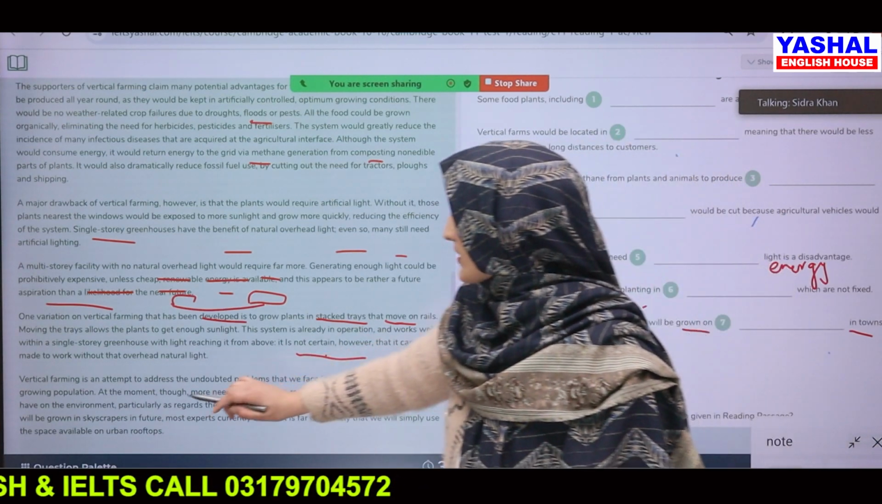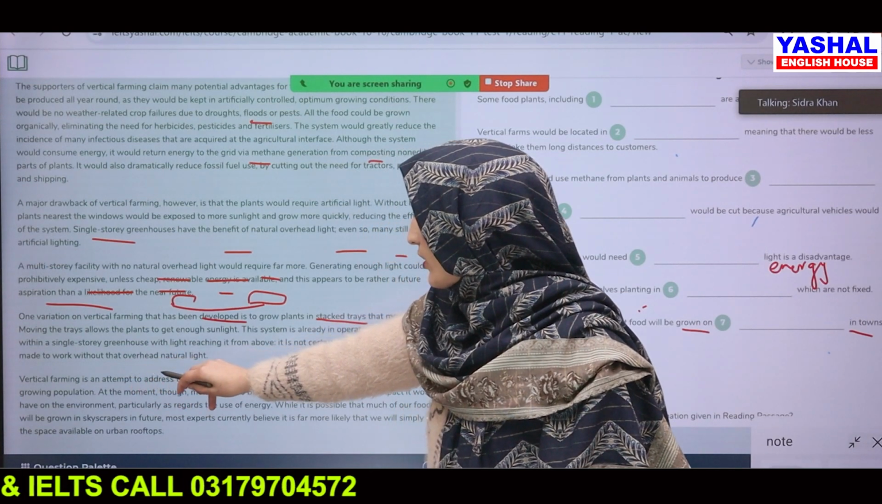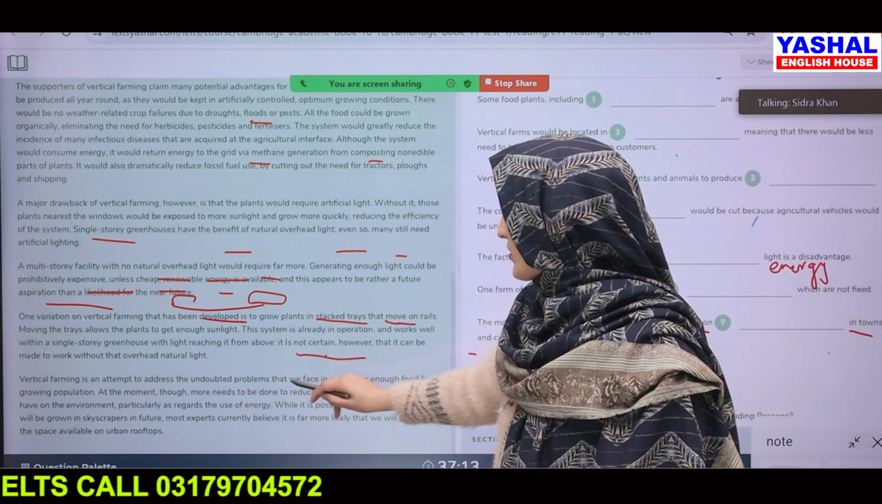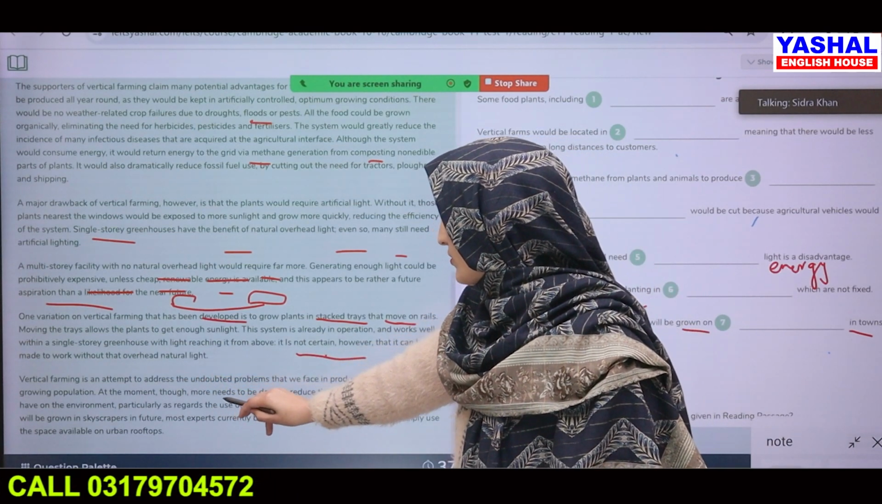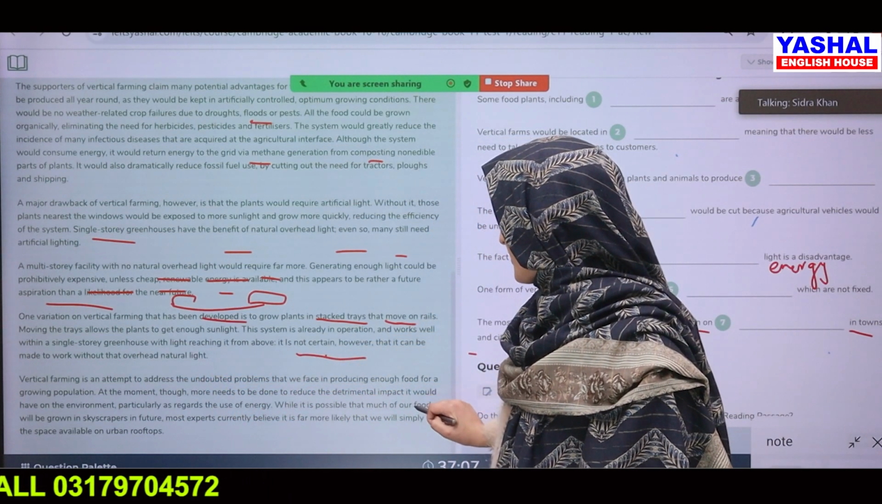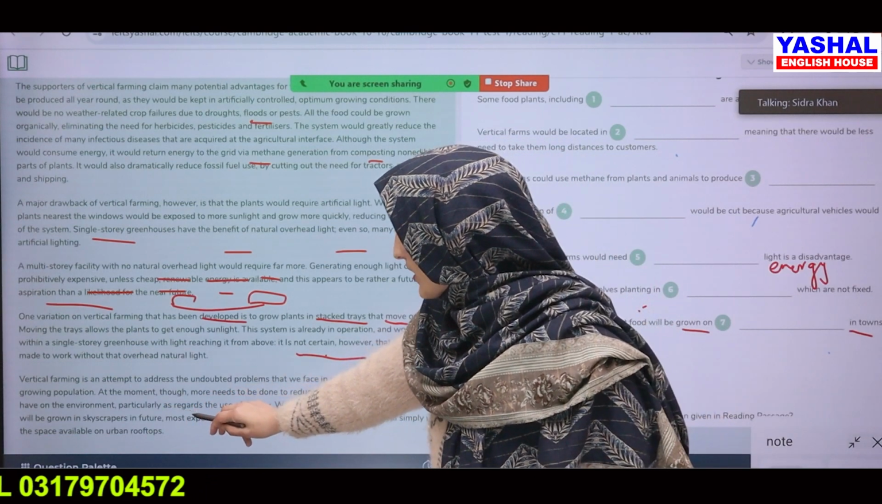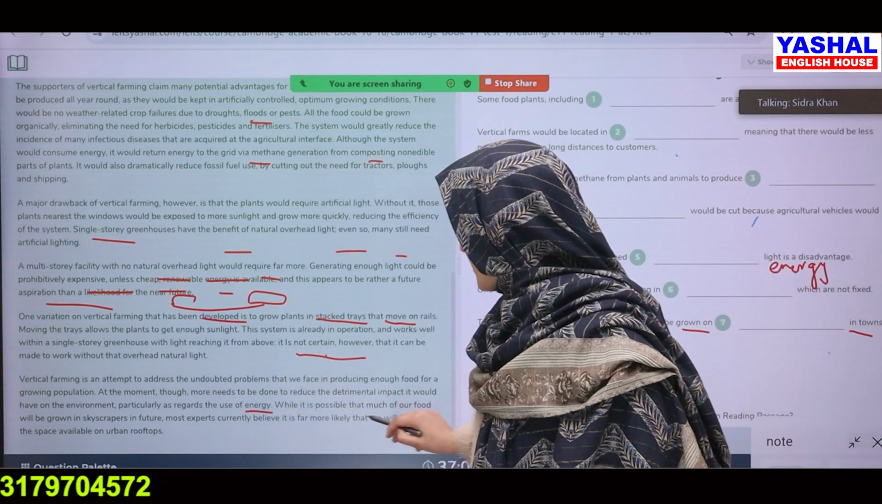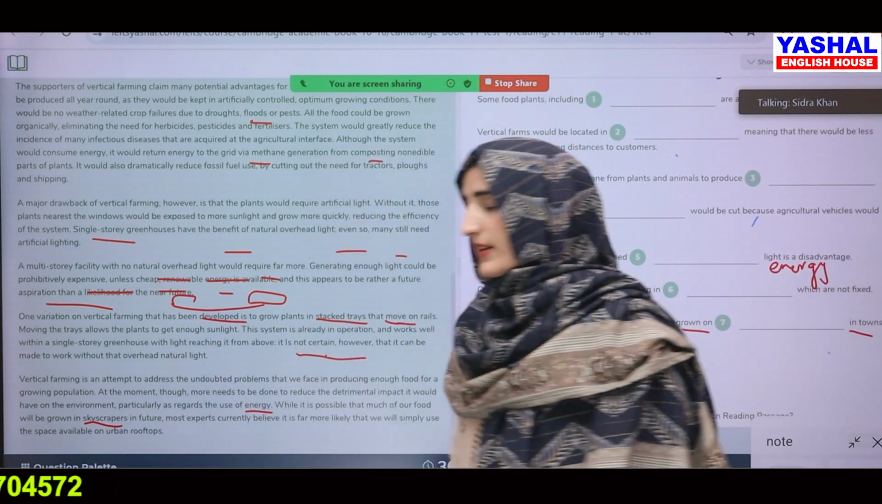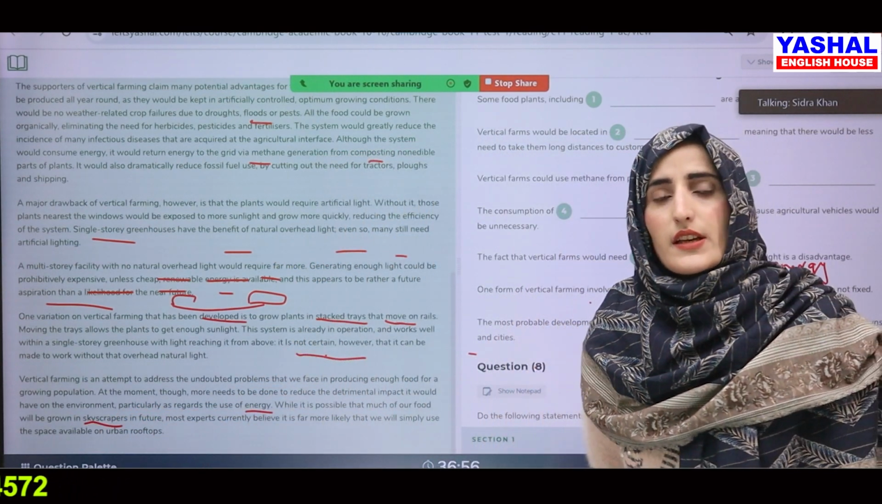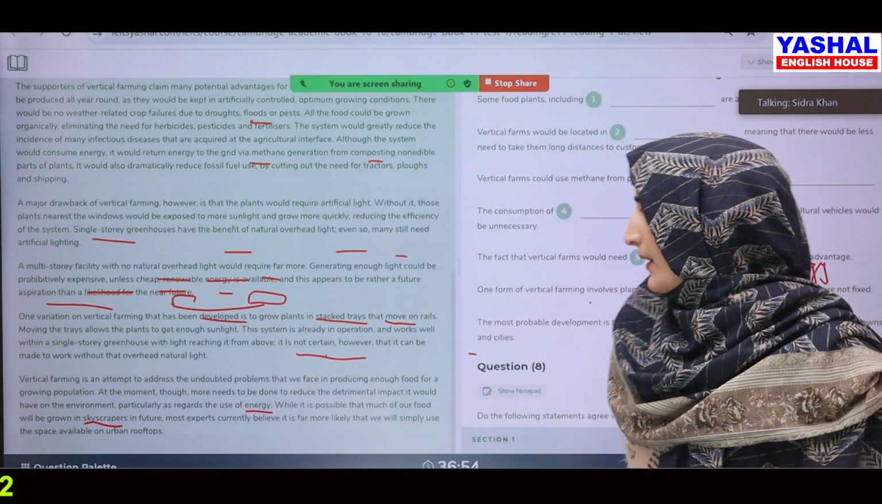So obviously we will find it in the last paragraph. Vertical farming is an attempt to address the unnoted problems that we face in producing enough food for a growing population. At the moment, though, more needs to be done to reduce detrimental impact it would have on the environment, particularly regards use of energy. Much of our food will be grown on in skyscrapers. Again, the answer is skyscrapers.